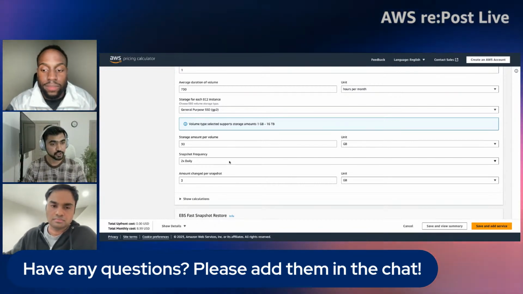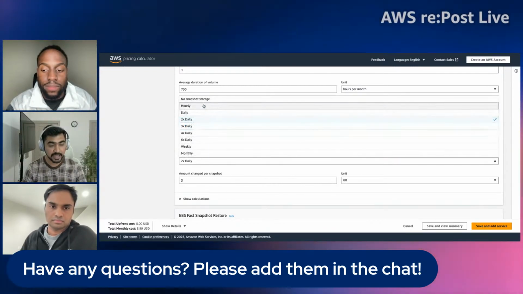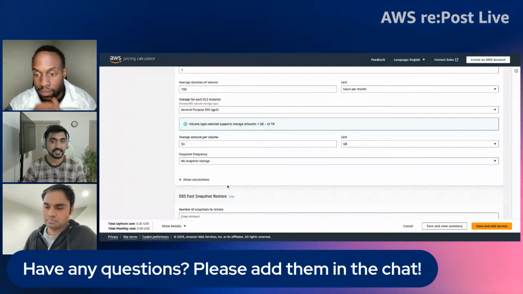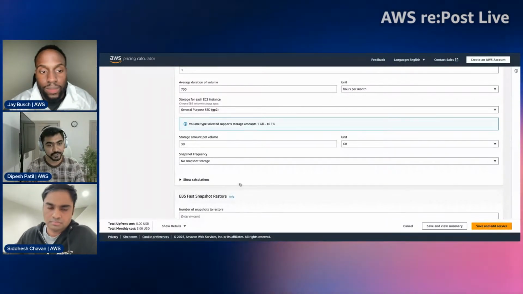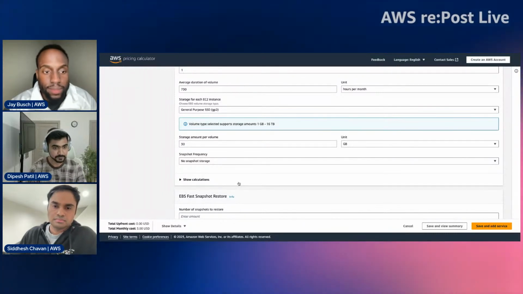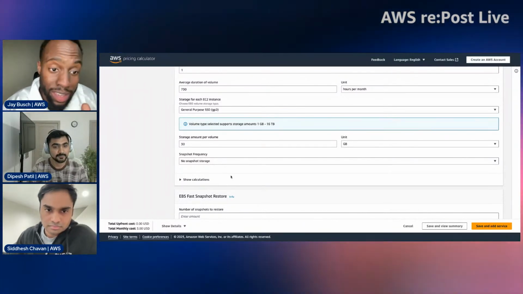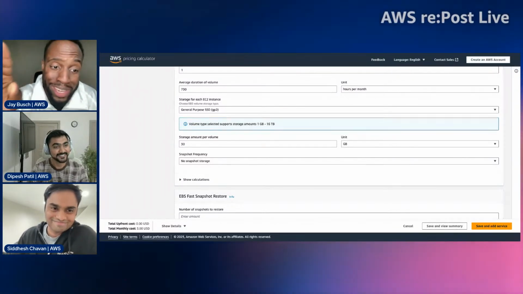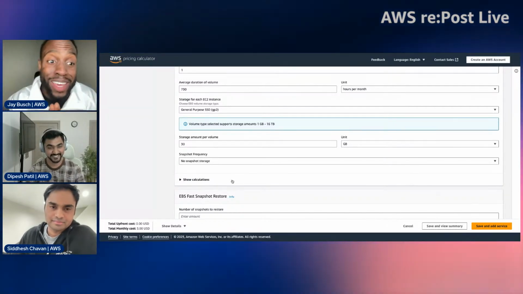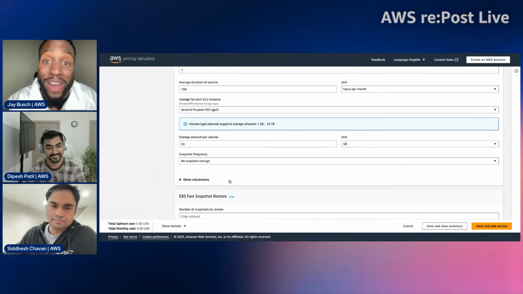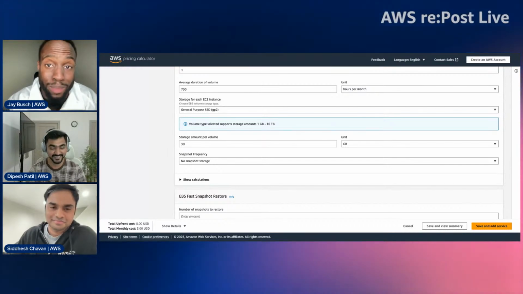And for snapshot frequency, let's just not have any snapshot as of now. But as best practice, you're always recommended to have snapshots or data backup. Say it one more time for the people in the back. You need backups. Yes. We are begging you, Repost Live. I am begging you. Please take backups.